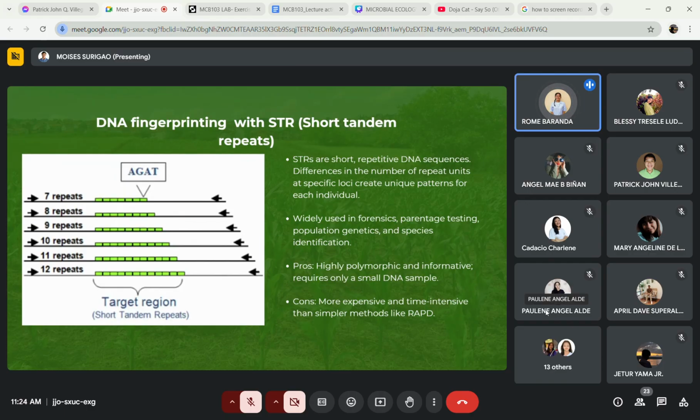And then it is widely again used in forensics, parentage testing, population genetics, and species identification. It is highly polymorphic and informative, requires only a small DNA sample. However, it is more expensive and time-intensive than simpler methods like RAPD.